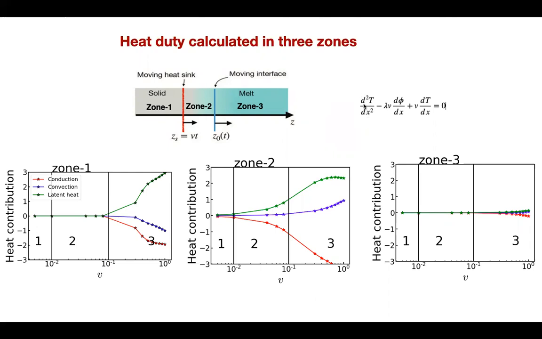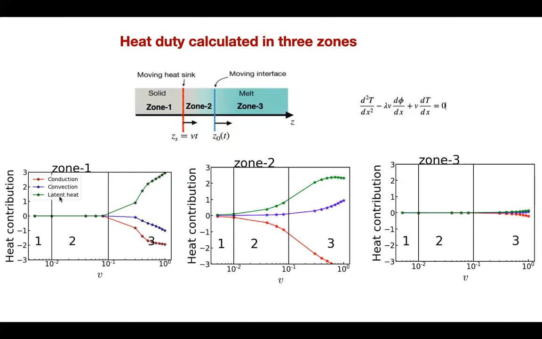In this, the first term represents the conduction, that is the heat that is being conducted away by the sink, and the second term represents the latent heat, that is the heat that is being released during the crystallization, and the third term represents the convection term, which is coming because the polymer material is moving from right to left in the moving frame of reference. So all these terms' contributions are plotted in these 3 figures corresponding to these 3 different zones.